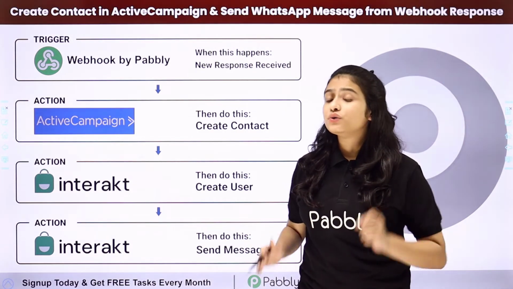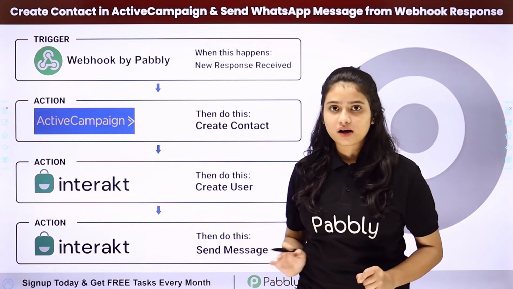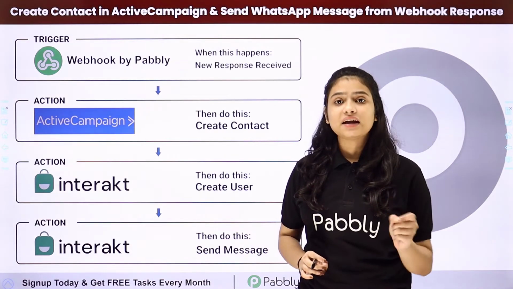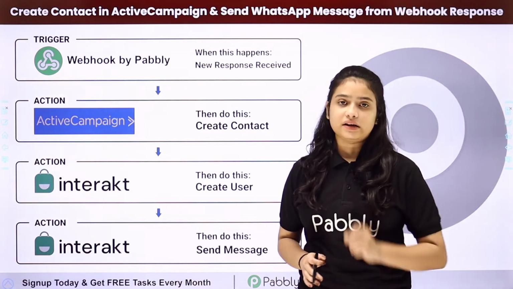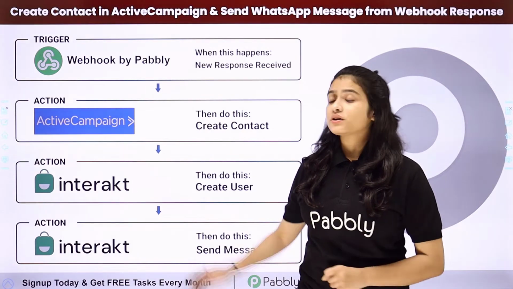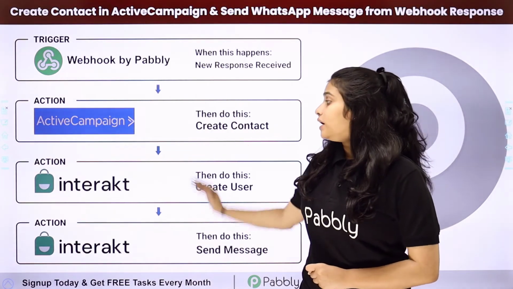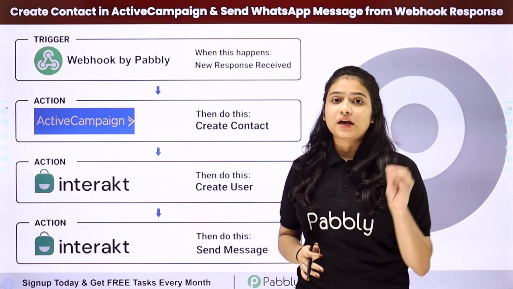And also a new user should be created in our Interact account by using the same details. And at last, we also want to send a WhatsApp message to that particular user through Interact. And in order to automate this process, we are required to integrate all these applications by using Pabbly Connect.